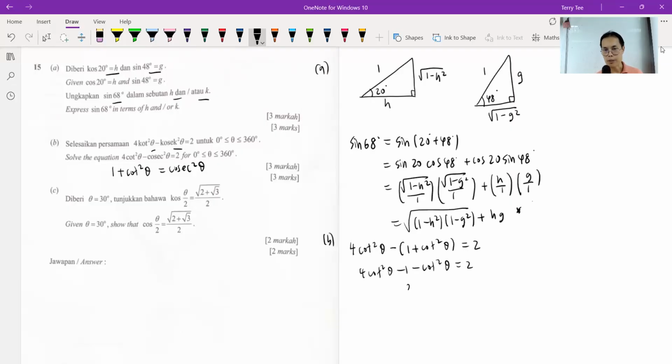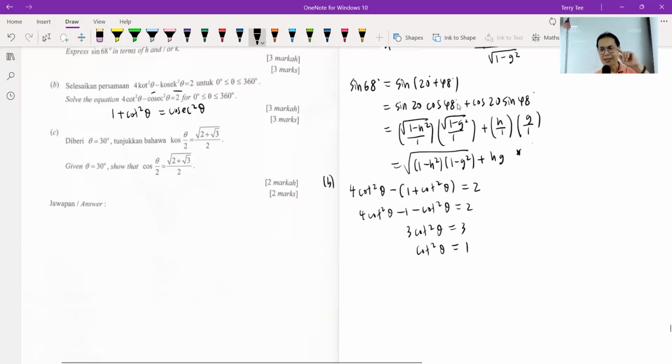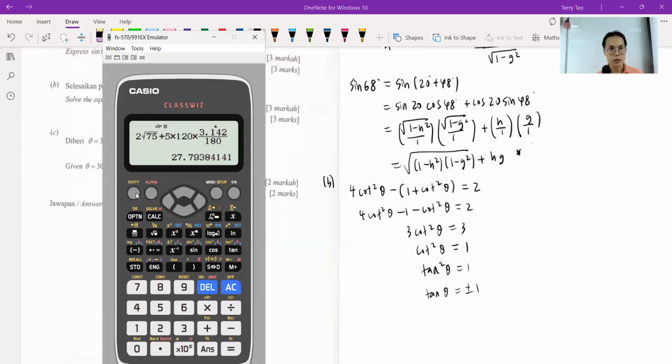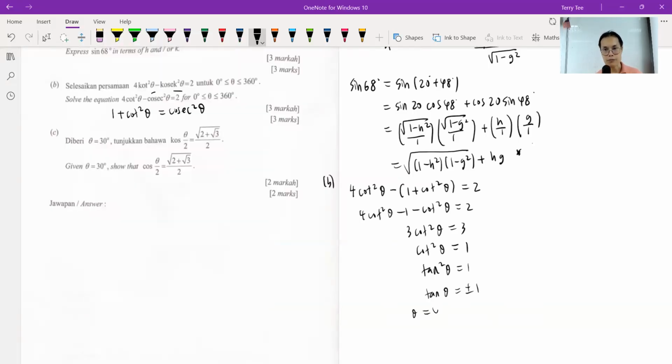4 minus 1 is 3. Bring over. The good news is it is very simple. When you subtract, you get 1. Cotangent squared theta is 1. Then we change this to tangent. Remember, tangent is 1 over cotangent. When you invert it, this is still 1. And when you square root it, you put a plus minus 1. Just use your calculator, find your reference angle. This is in degrees, so no problem. Shift tangent 1, 45. Yeah, 45 is the first answer.